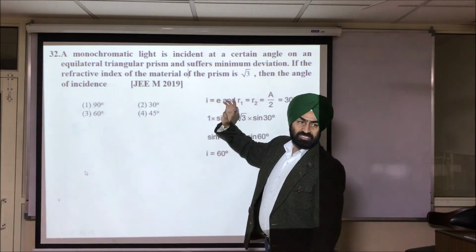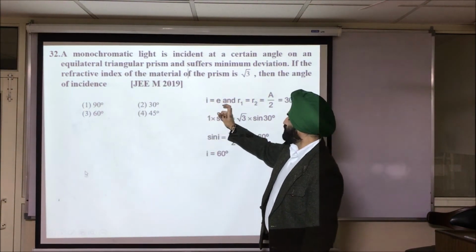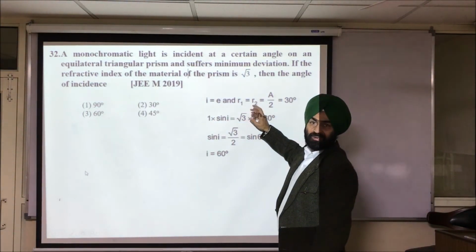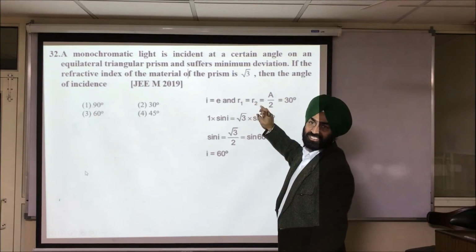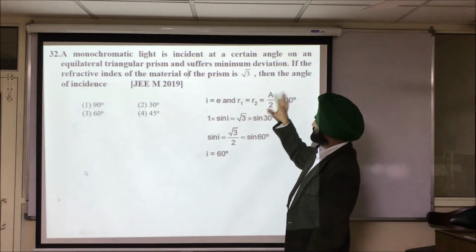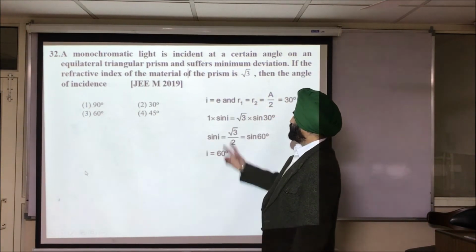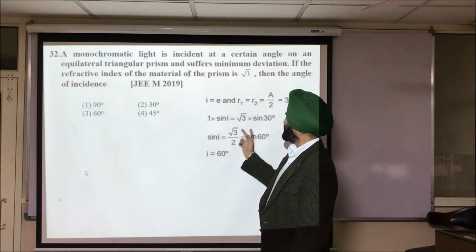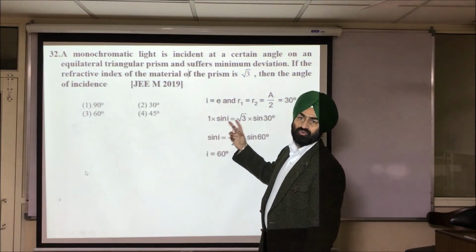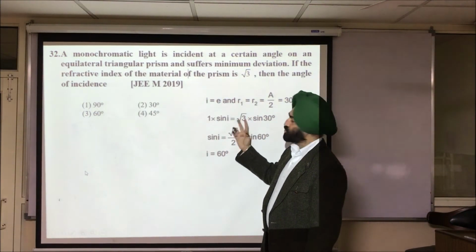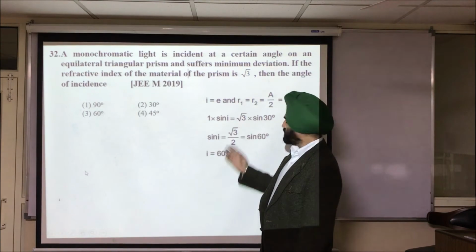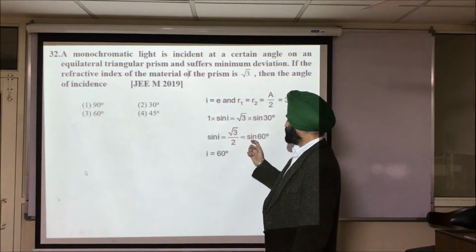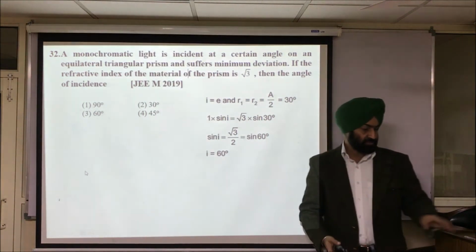When prism is set into minimum deviation, I is equal to E, R1 equal to R2, right? But R1 plus R2 was A, that is each angle is equal to A by 2, that is 30 degrees. Now sine of I, you have to find. Sine I by sine R equal to mu of prism. So sine I equal to √3 times sine 30, which is 1 by 2. So I is equal to 60 degrees, right?